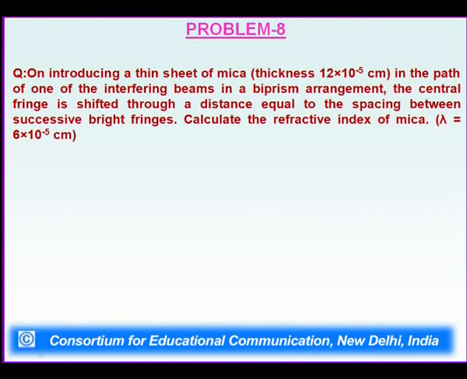Next problem is also based upon the sheet which is introduced between the path of the ray. Introducing a thin sheet of mica whose thickness is 12 into 10 to the power minus 5 centimeter in the path of one of the interfering beams in the biprism arrangement, the central fringe is shifted through a distance equal to the spacing between successive bright fringes. Then calculate the refractive index of the mica sheet if the wavelength is equal to 6 into 10 power minus 5 centimeter.